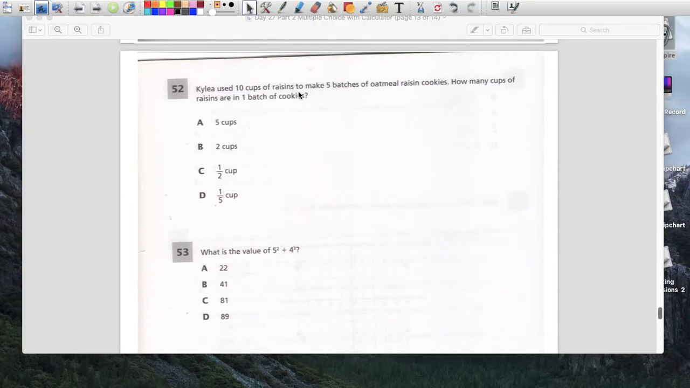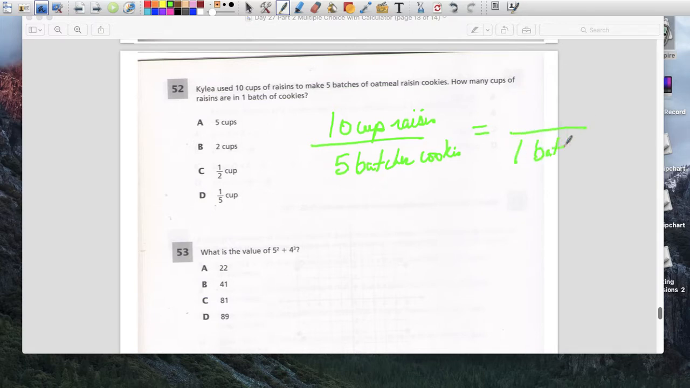52. So 1 batch of cookies takes 10 cups of raisins, and you can make 5 batches of cookies. So how many cups of raisins are in 1 batch of cookies? If you want to make 1 batch of cookies, how many cups of raisins? This is a proportion problem. Divided by 5, divided by 5, you would get 2 cups of raisins.